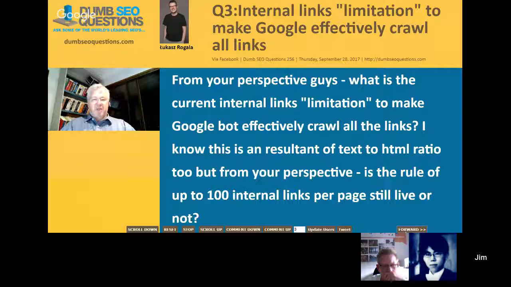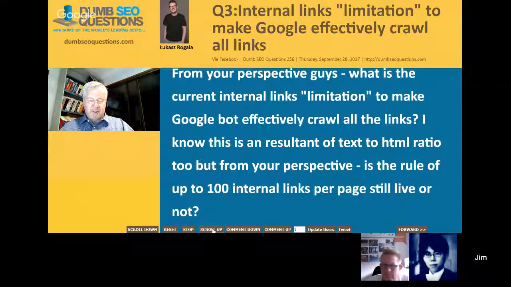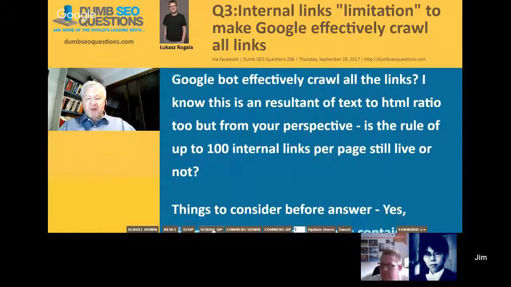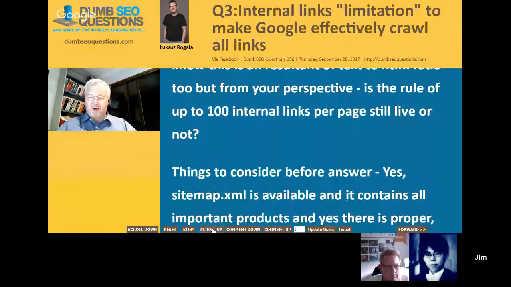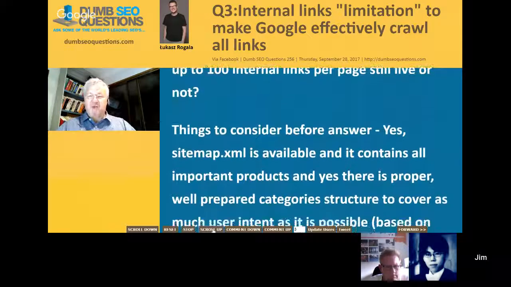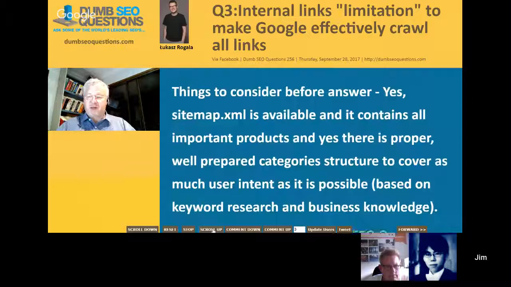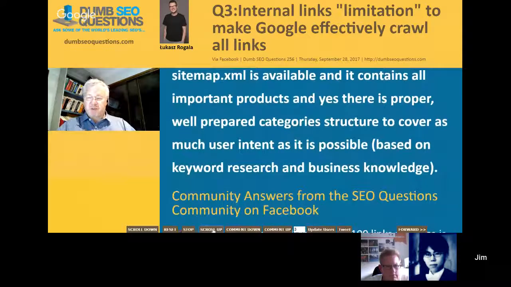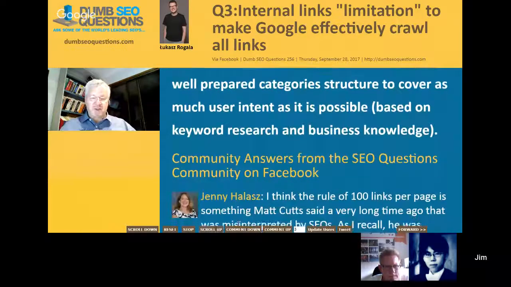Lucas asked, he said, from your perspective, guys, what is the current internal links limitation to make Googlebot effectively crawl all the links? I know this is a result of text to HTML ratio too, but from your perspective, is the rule of up to 100 internal links per page still live or not? I asked more. Things to consider before answering yes. Sitemap XML is available and it contains all important products, and yes, there is a proper, well-prepared category structure to cover as much user intent as possible based on keyword research and business knowledge.